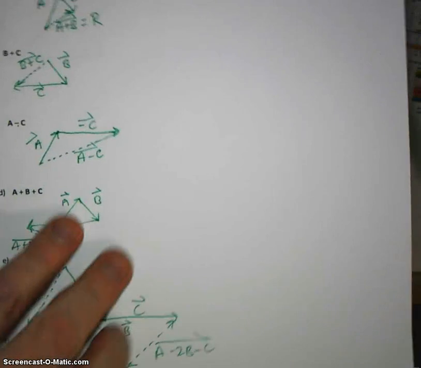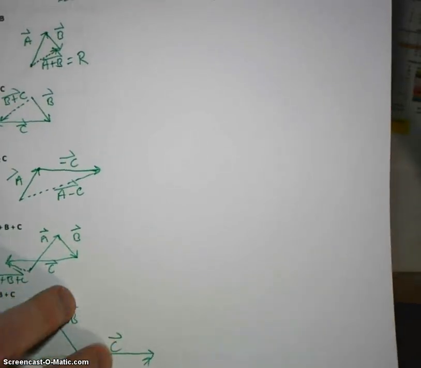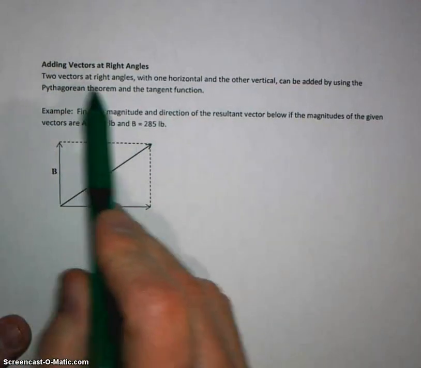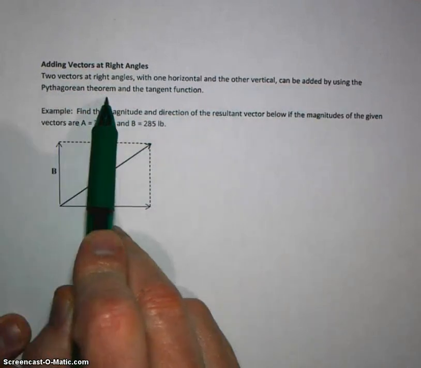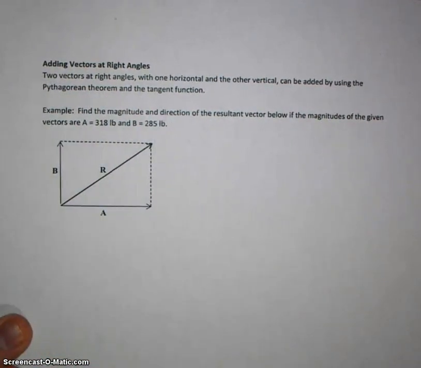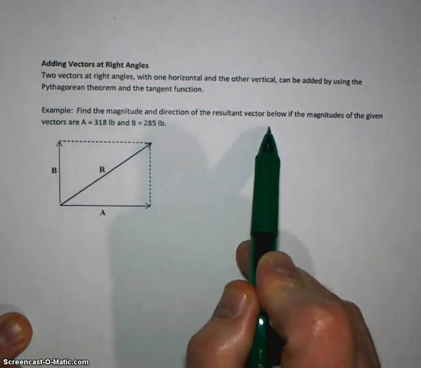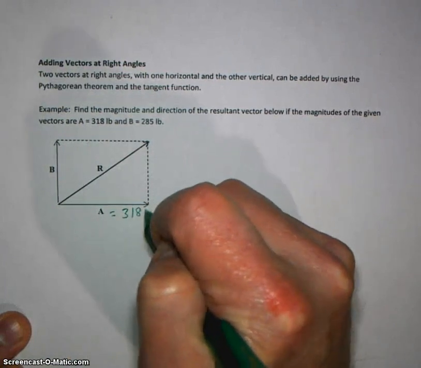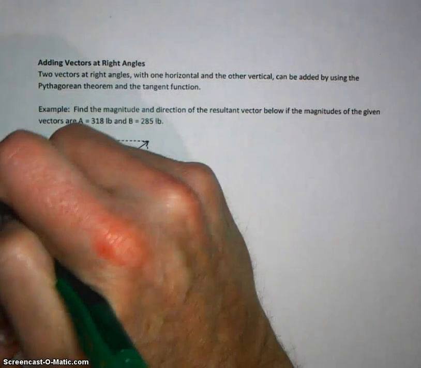All right, the last thing we have in this section, this is a nice short one, as you have probably gathered, is 2 vectors at right angles. 2 vectors at right angles with one horizontal and one vertical can be added by using the Pythagorean theorem and the tangent function. So, find the magnitude and direction of the resultant vector below. So A is 318 pounds, and B is 285 pounds.